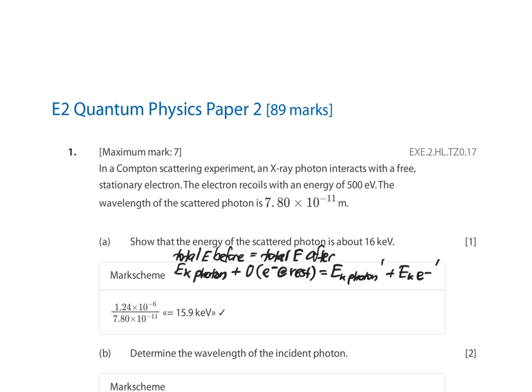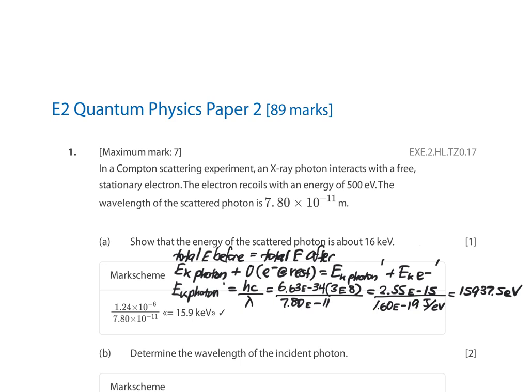So energy will be conserved, so the total energy of the photon coming in plus 0, because the electron's at rest, is equal to the photon that is scattered plus the kinetic energy of the electron that gets knocked away. So to do 1a, we don't actually need the total energy expression. I was just explaining the Compton scattering, but we do know the wavelength of the scattered photon, so we can get the energy from hc over lambda and then convert that to eV.